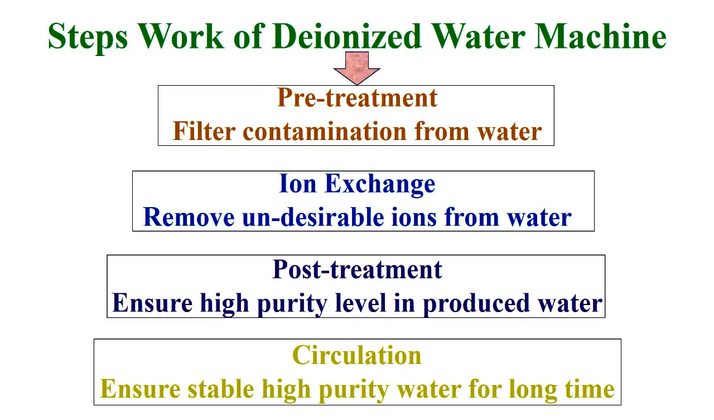So, the deionized water machine initiates by filtering contamination from water in the pre-treatment process, removes undesirable ions from water in the ion exchange process, ensures a high purity level in the produced water in the post-treatment process, and ensures stable high purity water for a long time in the circulation process, as mentioned in the next slide.